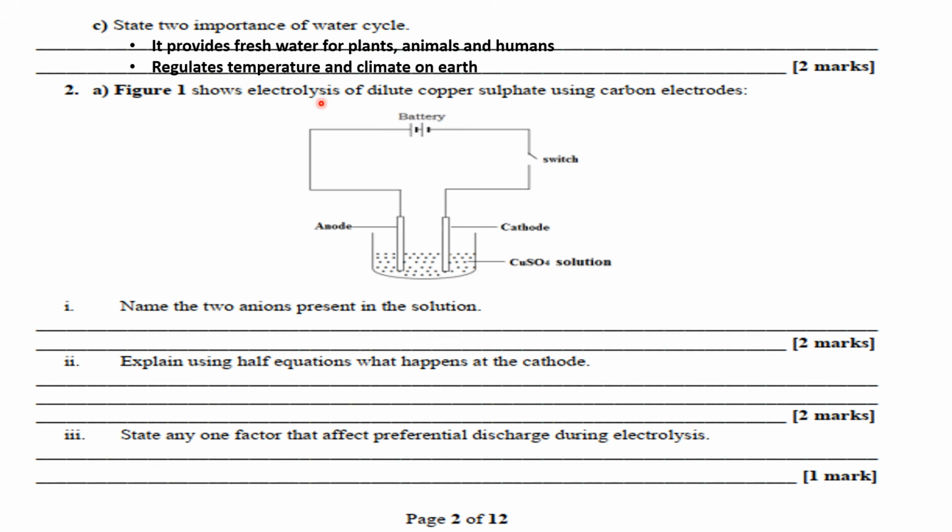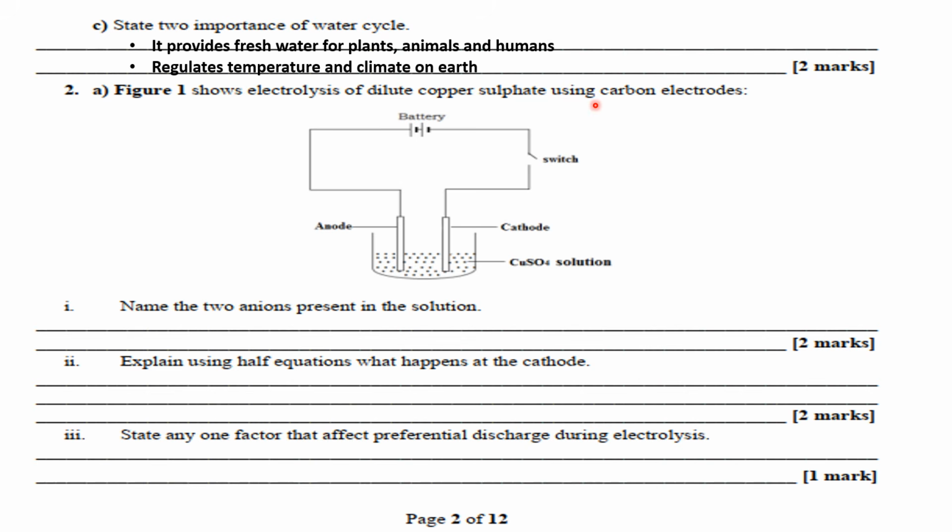Electrolysis is the splitting of a substance, like in this case copper sulfate, into its ions by use of electricity, the electricity coming from a battery. You must know this because the examiners are already assuming that you know what electrolysis is.